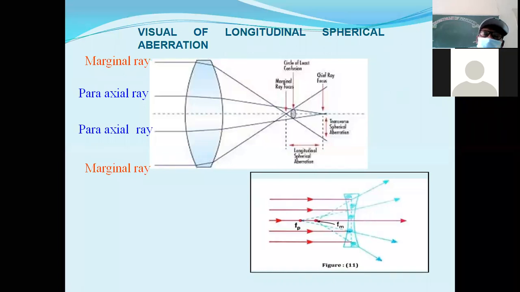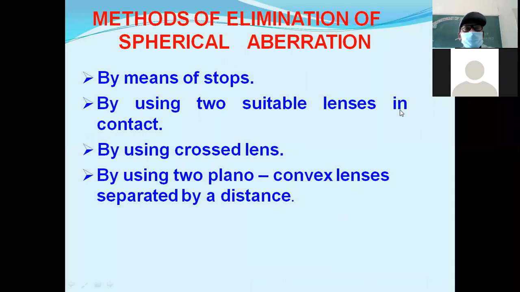So what are the methods to minimize or completely reduce the problem of spherical aberration in the images? There are so many methods. We will learn some of them.